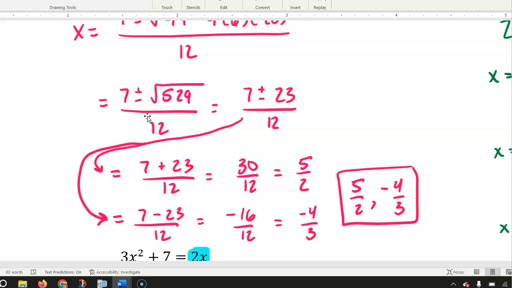So that makes this one different from any of the other ones because we can actually take the square root of our discriminant and get a nice integer, and we don't have to simplify.